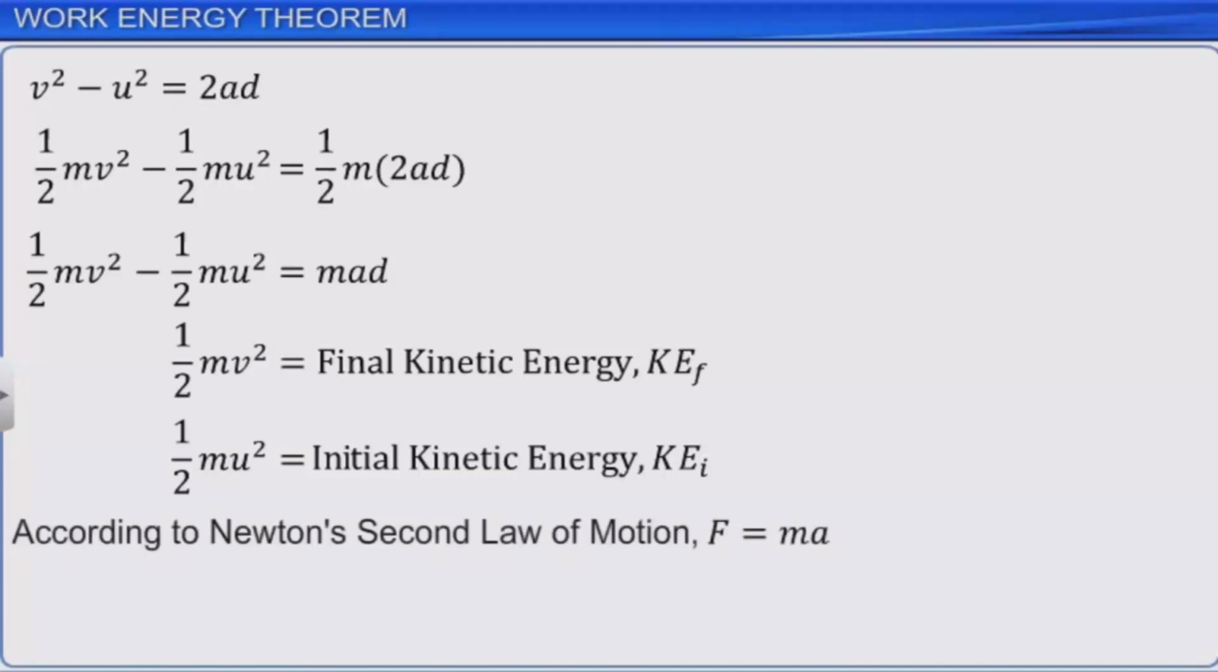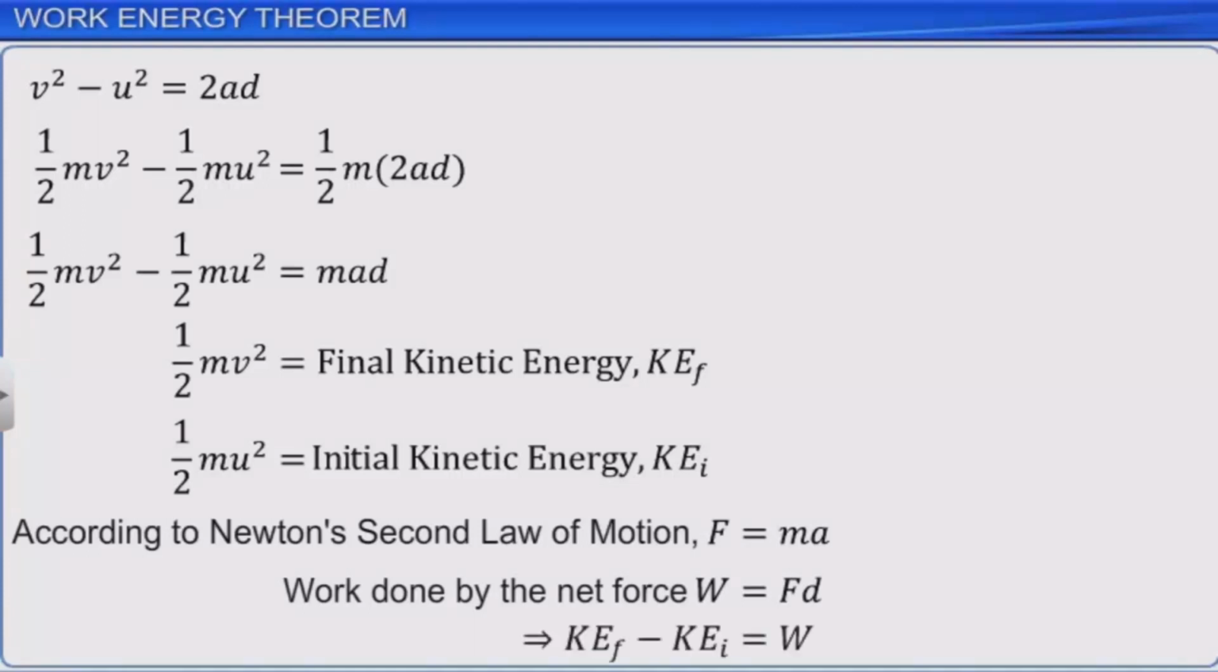According to Newton's second law of motion, ma is the force on the body. We have on the right side the product fd, which is equal to the work done on the body. This proves that the work done by a constant net force is equal to the change in its kinetic energy.